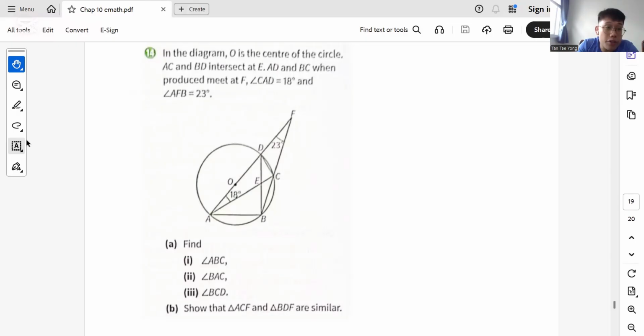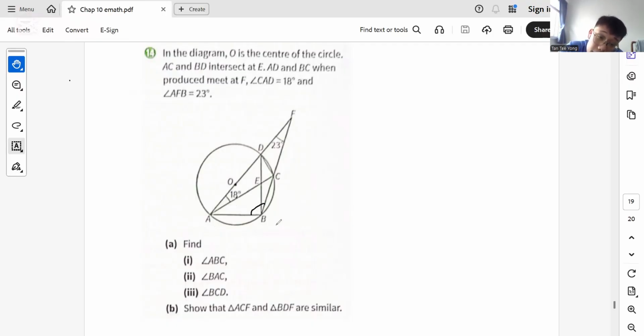Okay, let's go through question 14 together. So in the diagram, O is the center of the circle. AC and BD intersect at E, then AD and BC when produced meet at F lah. So when you extend the lines from AD and BC, then they will meet at F lah. Okay, so CAD is 18 and AFB is 23. So find angle ABC. So angle ABC is over here. The big angle over here.